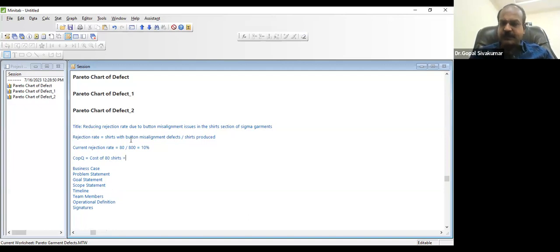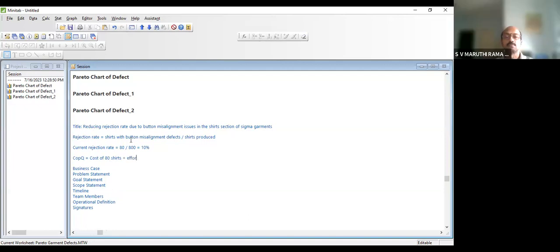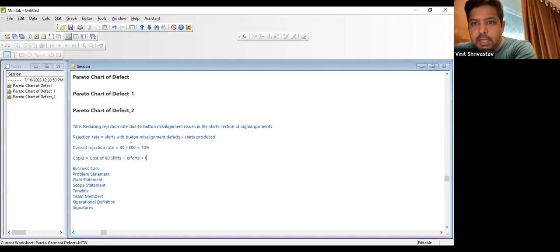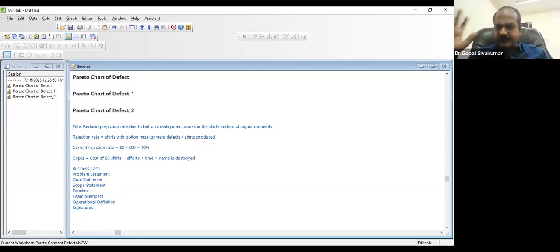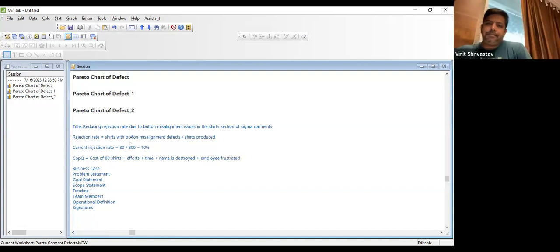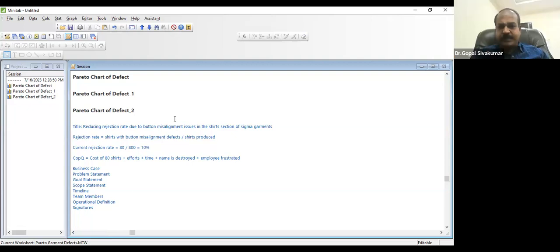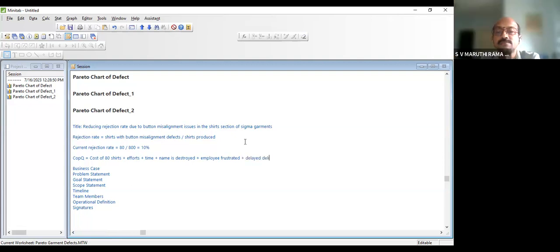Much more than that, isn't it? Yes. What are the other things? Your efforts are wasted. Your time is wasted. Your overheads. Your name is destroyed. Many overhead costs. And your employee is getting frustrated. The customer is not able to leave happy. Material delivery, time, also loss. Delayed delivery. Yes. Can you see your definition of cost of poor quality?